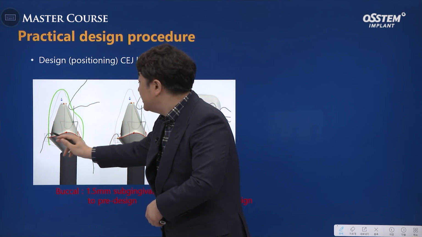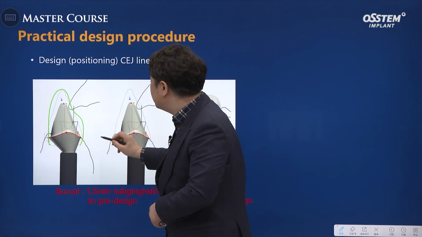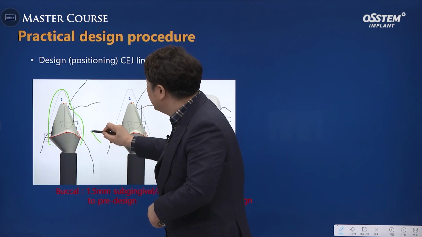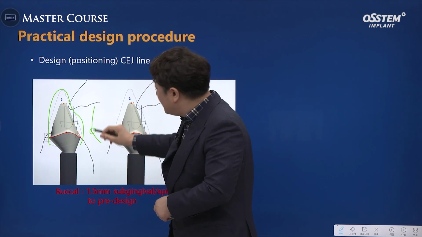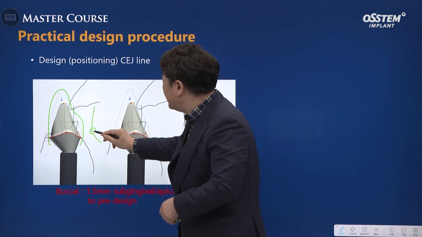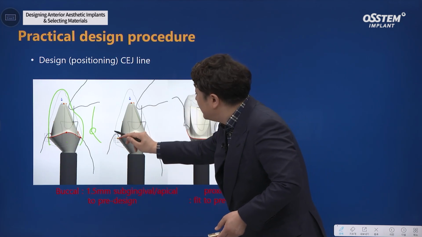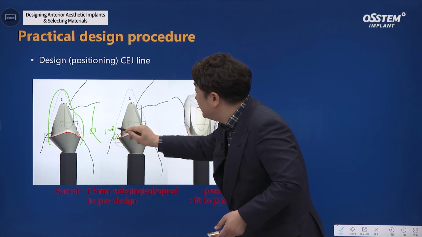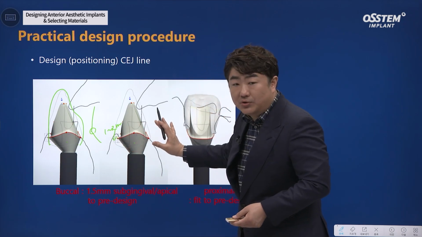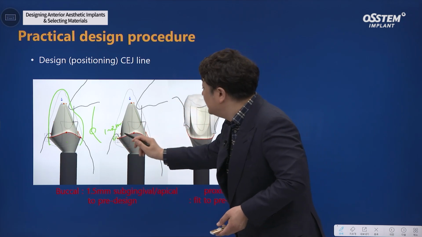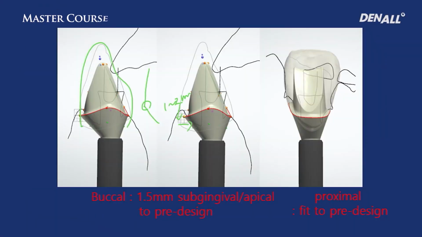We can consider the pre-design. The transitional area between abutment and crown can become slightly convex or sharp. It needs to be below 1 to 2 millimeters subgingival. And here, it needs to be positioned about 1 to 2 millimeters from here.